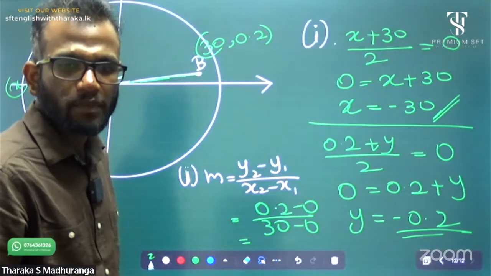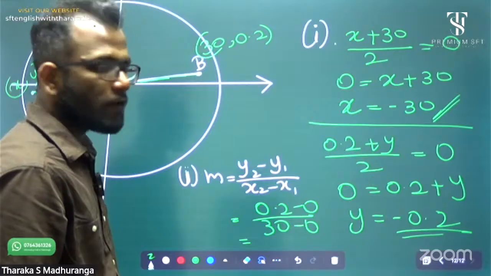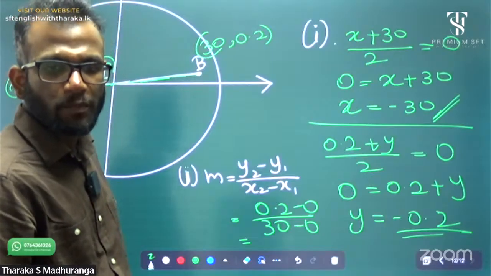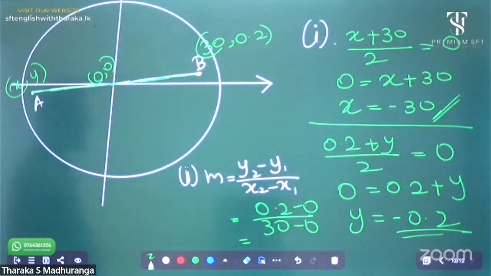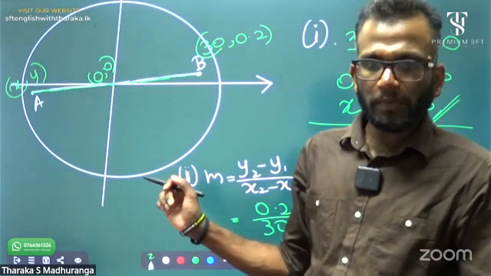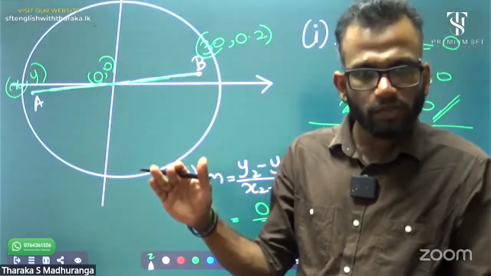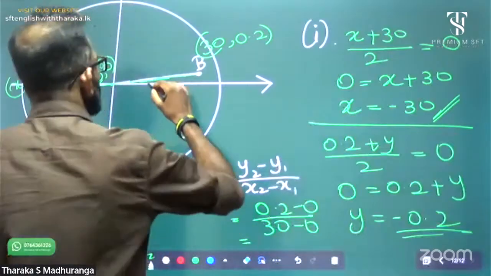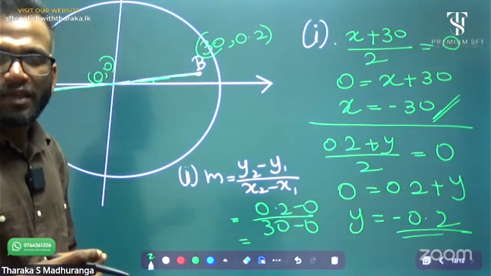What's the value? 0.2 over 30. What's the gradient? According to the concept, the gradient is tan of the angle with the positive x-axis direction. You can see this angle is very small, that's why this value is very small.